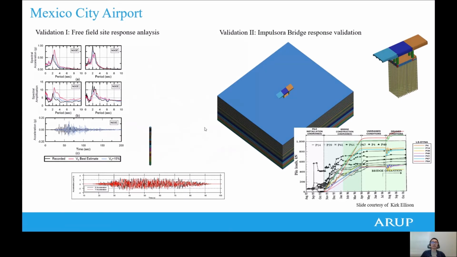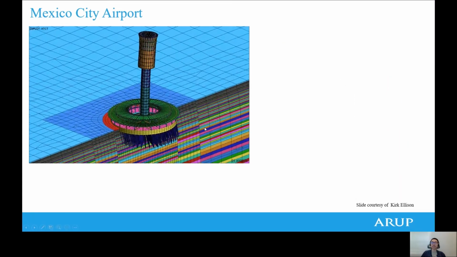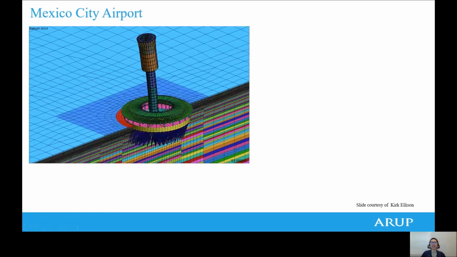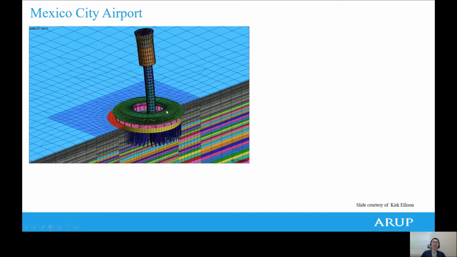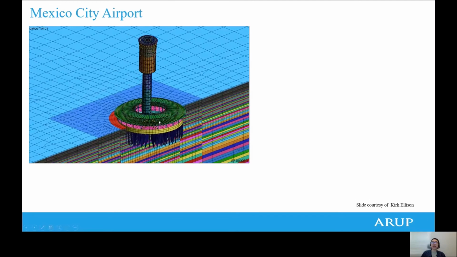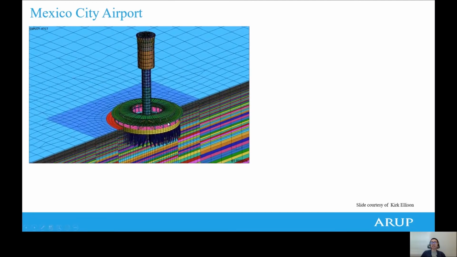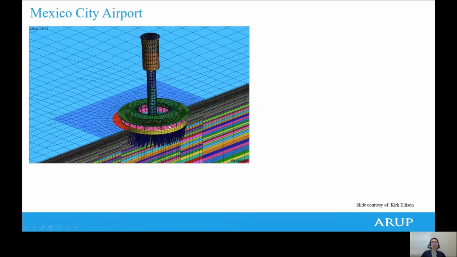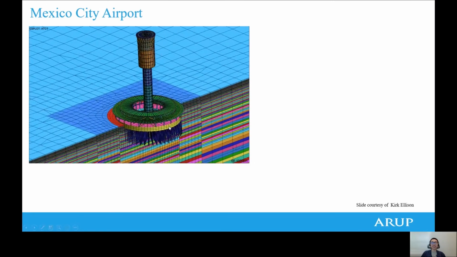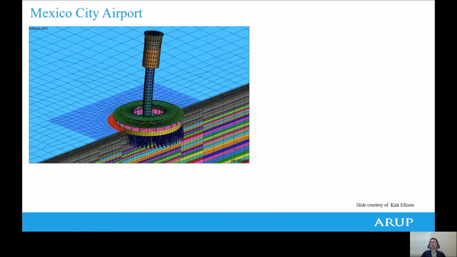Then the full soil structure interaction analysis was conducted, as seen in this animation, which is quite impressive. And the control tower is base isolated. Obviously, the displacements are amplified in this video, but you can see how hard the isolator is working to elongate the period of the structure.